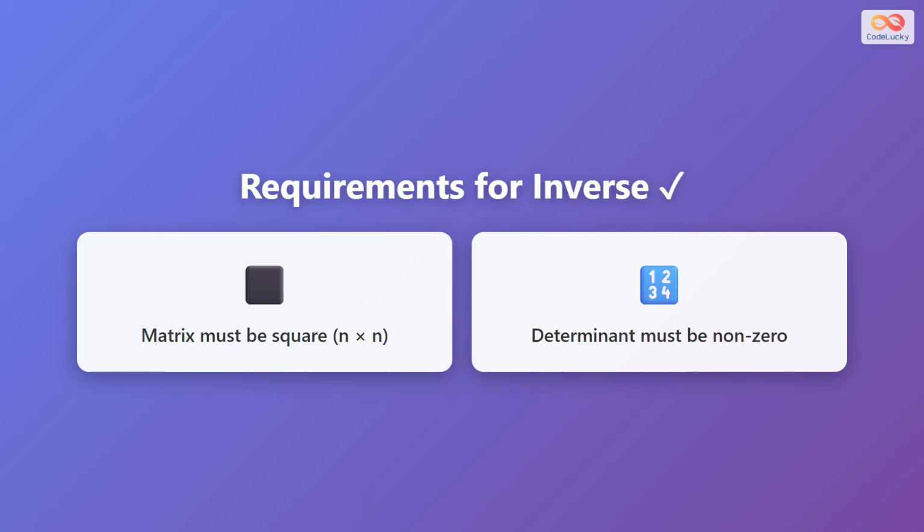Not all matrices can be inverted. There are two important requirements. First, the matrix must be square, meaning it has the same number of rows and columns, like a 2 by 2 or 3 by 3 matrix. Second, the matrix's determinant must be non-zero. If the determinant is 0, the matrix is called singular and cannot be inverted.